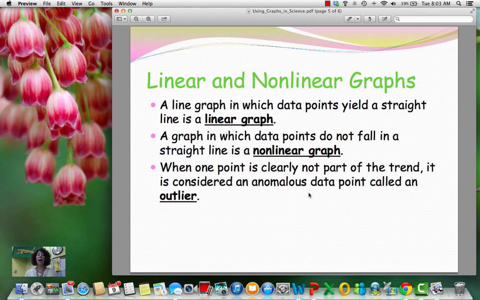Now, graphs where we end up with a straight line are called linear. If a graph has data points that don't fall in a straight line, then we call that nonlinear. When one point is clearly not part of the trend, so most of the points are falling on the line, they are linear, but we've got one that just doesn't really make any sense. That is called an outlier. And so we've got to take a better look at why that one happened.